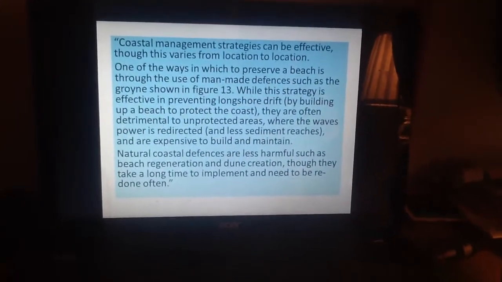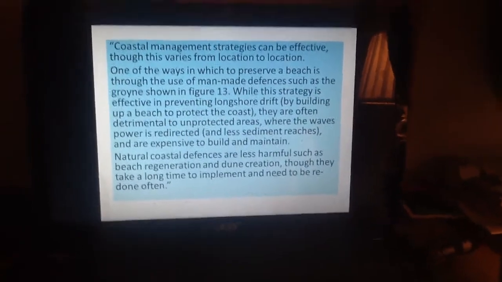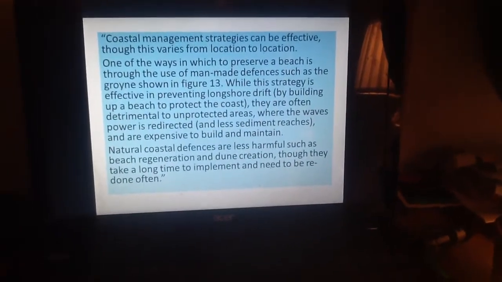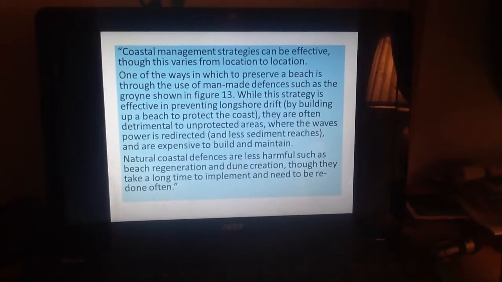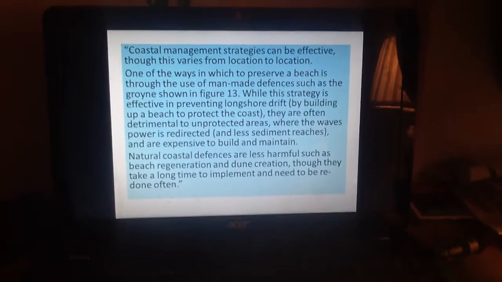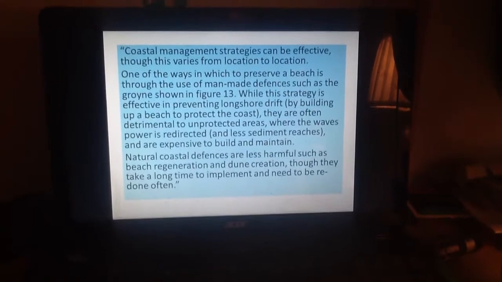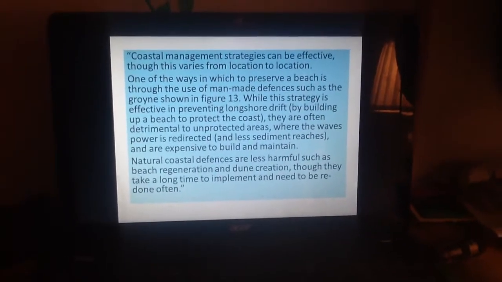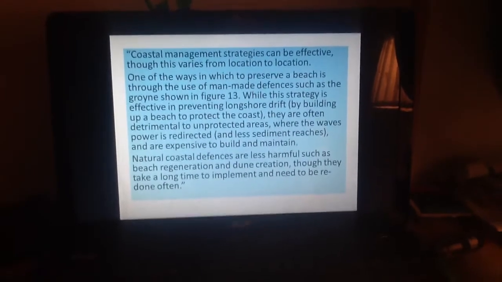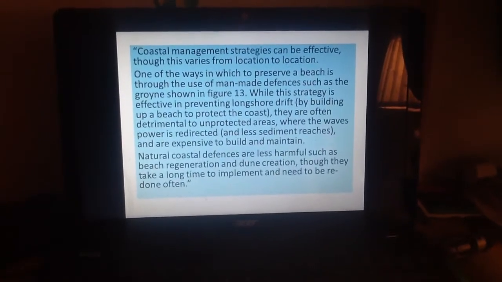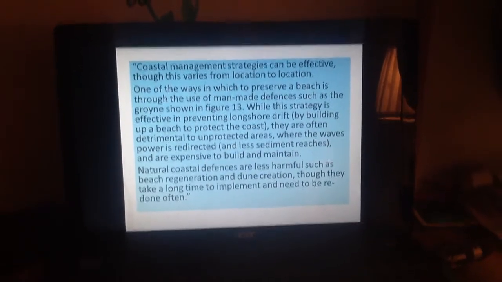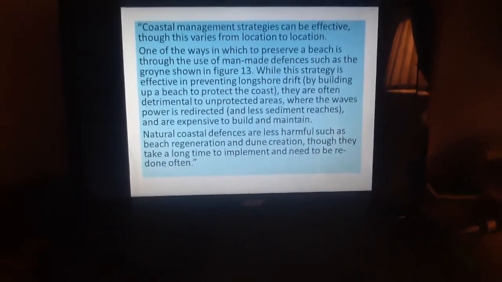And they said that while this is effective in preventing longshore drift by building up the beach, so stopping the material going sideways down the beach, they're often detrimental to unprotected areas where wave power might be redirected, or perhaps more importantly, if you stop the sediment from moving along the beach, it won't go down the coast, and it won't protect the coast further down. And they're also expensive to build. So what this person has done is they've said one method using groins, how they work, and what's good and bad about them. Now they talk about another one.